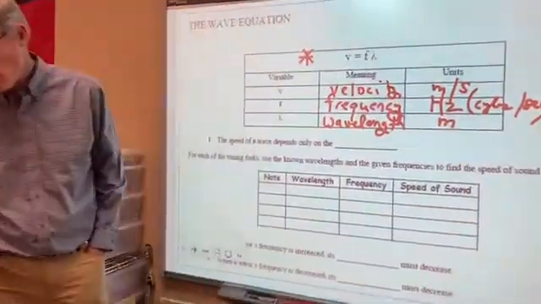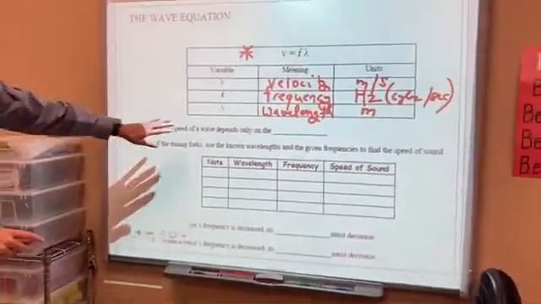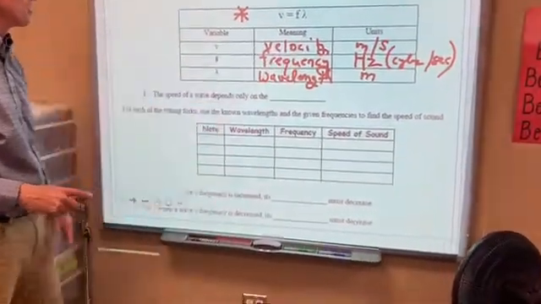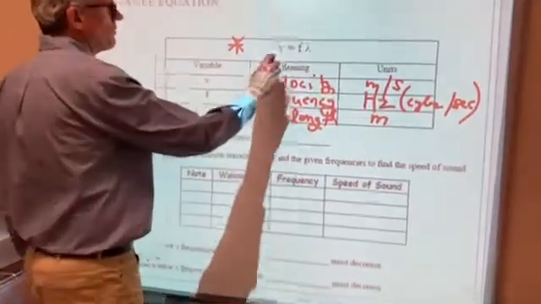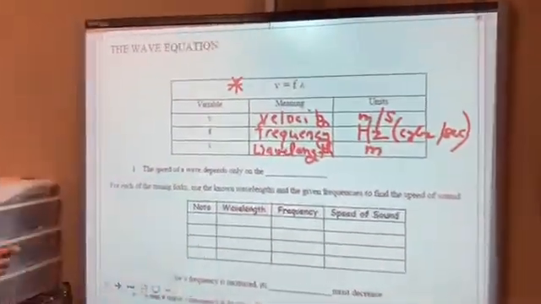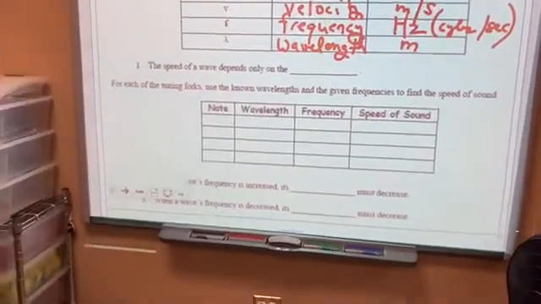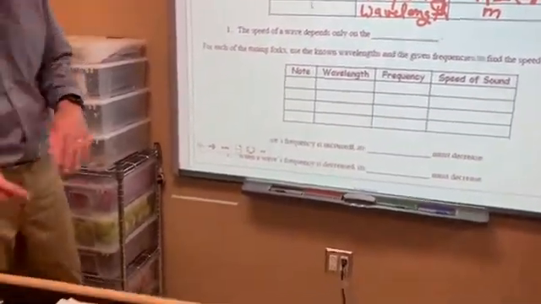So I'm not going to answer this. I want you to think about this and answer this question. You can see the formula here: V equals the frequency times the wavelength. Now I'm going to look at 4 tuning forks, and there are 4 different notes.